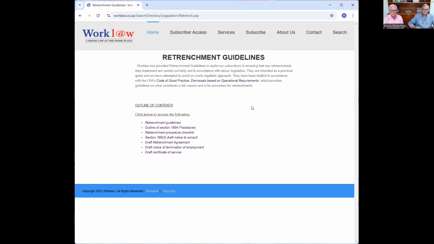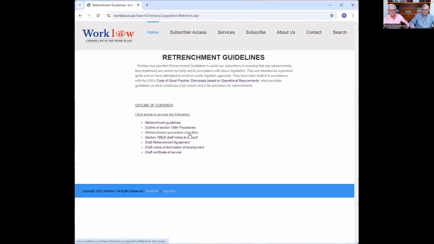I'm not sure how small or big the print is on your screens, but what's compiled here are very explicit practical retrenchment guidelines, which take you through the whole retrenchment process. There's an outline of the Section 189A procedure. As you know, Section 189 has two parts, the normal 189, and then the 189A, which is for larger retrenchments. We think it's one of the poorly drafted sections of the Act. It's quite complicated, and this gives you an outline of how to implement and apply Section 189A.